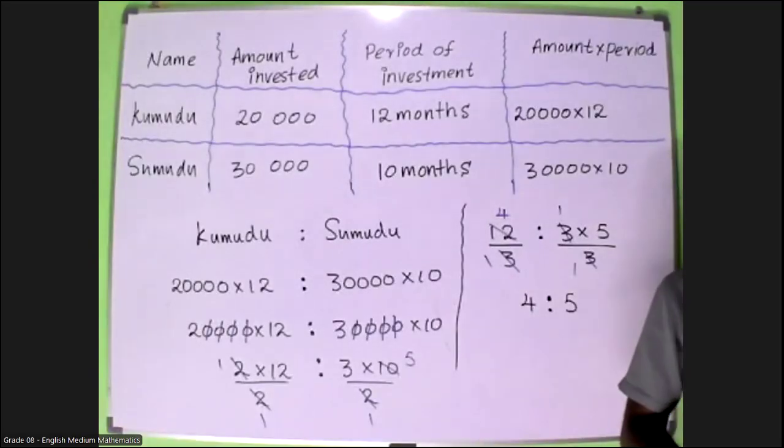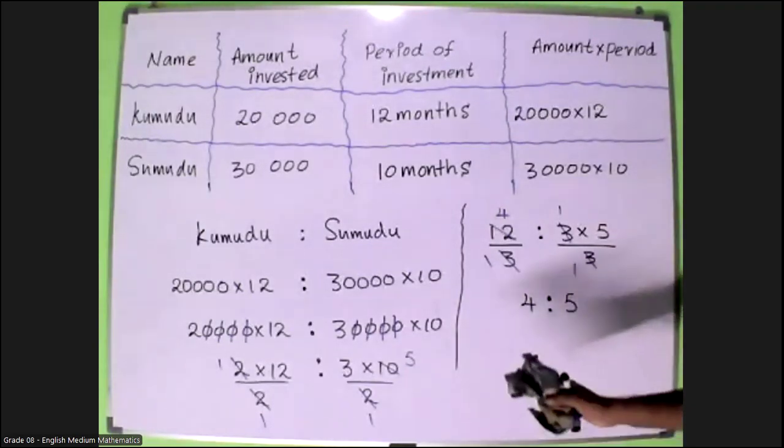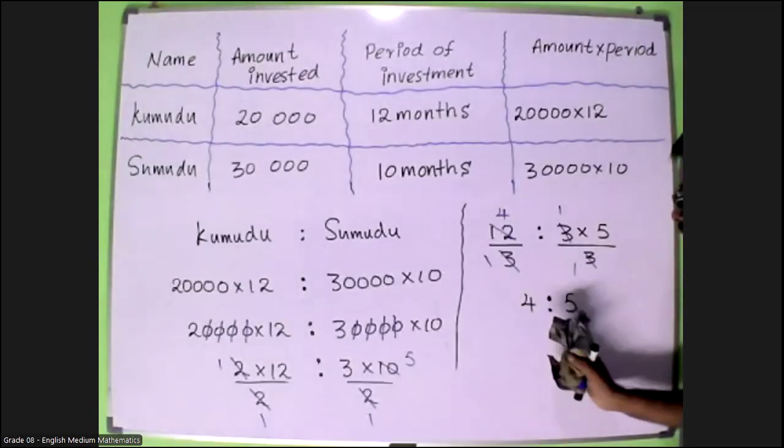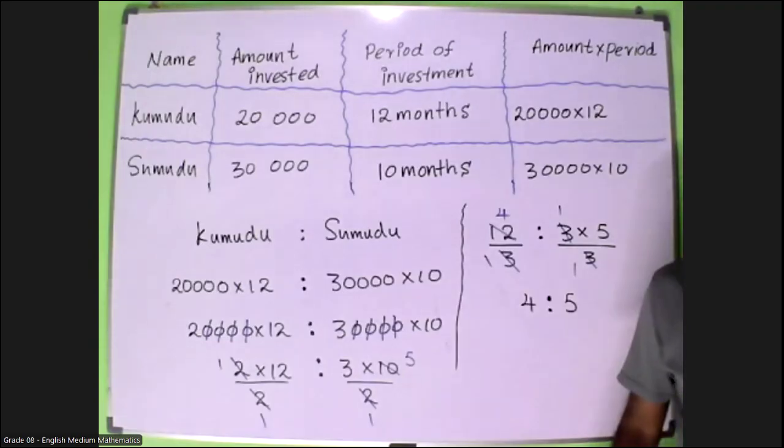This is how we are going to obtain the ratio. So let's move on to the next one. So far, we have found the ratios only for Kumudu and Sumudu.